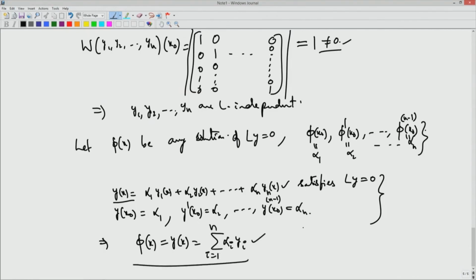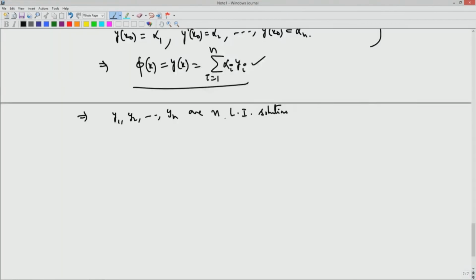So, if you have a solution whose initial values are alpha 1, alpha 2, alpha n, you take the linear combination of yi's with these alpha i's, and that is actually the solution. Okay. So, that implies these are the only linearly independent solutions. Or in another statement, Ly equal to 0 has only n linearly independent solutions y1, y2, yn. Okay.